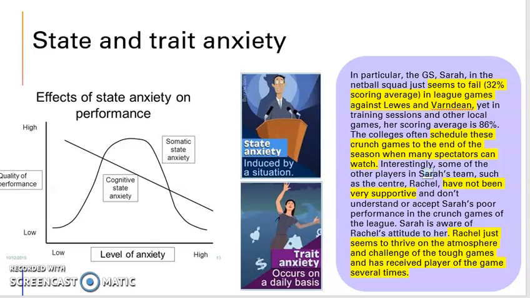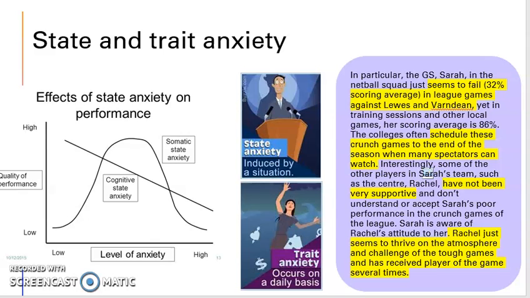The graph shown tells us how anxiety affects the quality of performance. We can see that at a low level of anxiety, the quality of performance in the cognitive state anxiety is high, suggesting that someone will perform better at lower levels of cognitive anxiety. However, we can also see that performance is highest with somatic state anxiety when there is a moderate level of anxiety. This tells us that Rachel may be successful in her netball matches due to her low levels of cognitive state anxiety or moderate levels of somatic state anxiety.